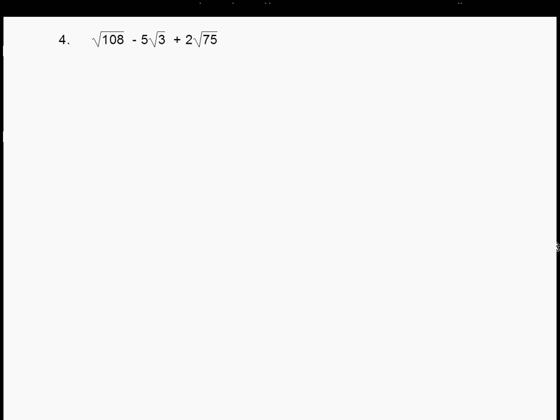Number 4: the square root of 108 minus 5 times the square root of 3 plus 2 square root of 75. The square root of 3 is simplified. It's the 108 and the 75 we've got to worry about. So for the 108, again, the largest perfect square that goes into it is 36. So 36 times 3. The largest perfect square that goes evenly into 75 is 25. So I'm writing 75 as 25 times 3.